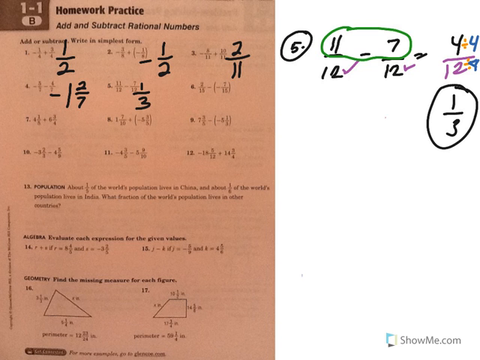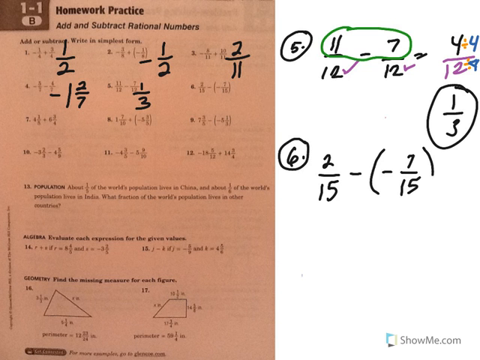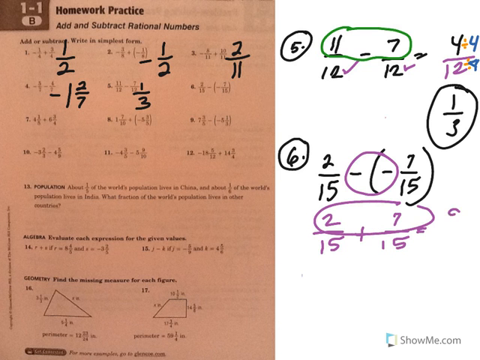And number 6 is okay too, because we have studied this type of question extensively. This whole business of subtracting a negative. We have studied this extensively. This is a plus. So it's really saying 2/15 plus 7/15. That's straight up addition. 2 plus 7.